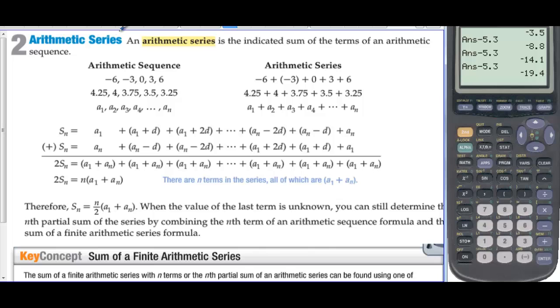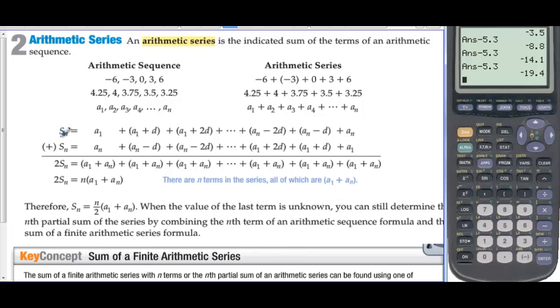An arithmetic series. An arithmetic series is the indicated sum of the terms of an arithmetic sequence. So if you have the arithmetic sequence, -6, -3, 0, 3, 6, then the arithmetic series is, well, you take those terms and you add them up.